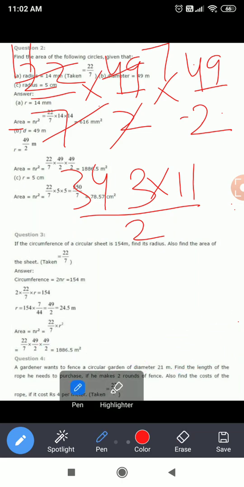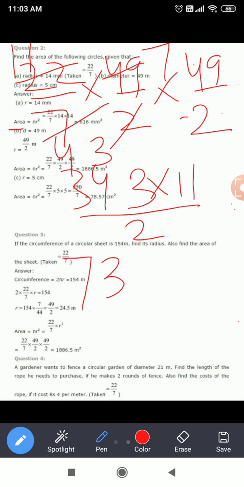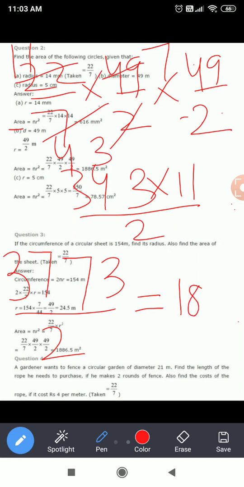Clear? Now 11 3s are 33. 3 will be carry. 11 4s are 44, 47. 4 will be carry. 11 3s are 33 and 4 is 37. 3773 by 2. Now divide it. 2 1s are 2. 2 8s are 16. 2 8s are 16. 2 6s are 12. 2 5s are 10. So area will come out to be 1886.5 meter square.